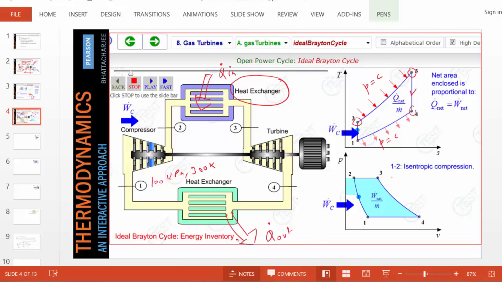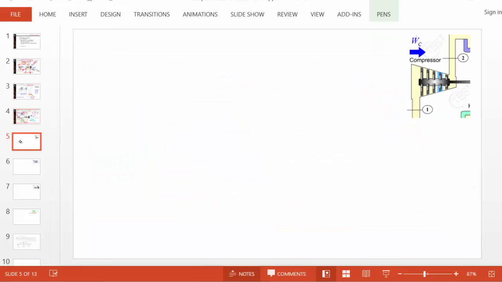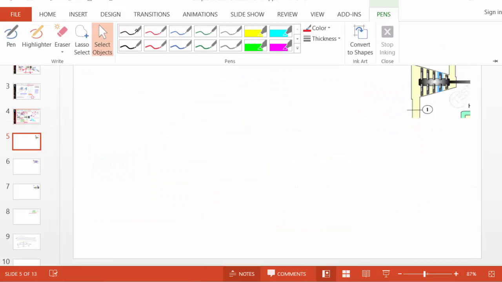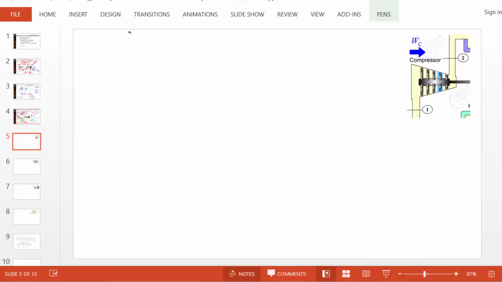Okay, we'll now go one device at a time and analyze each device, and our goal is to set up the equations so that we can solve the gas turbine problem. So here, let's analyze the compressor. The energy equation, as you recall, m dot J1 minus m dot J2.